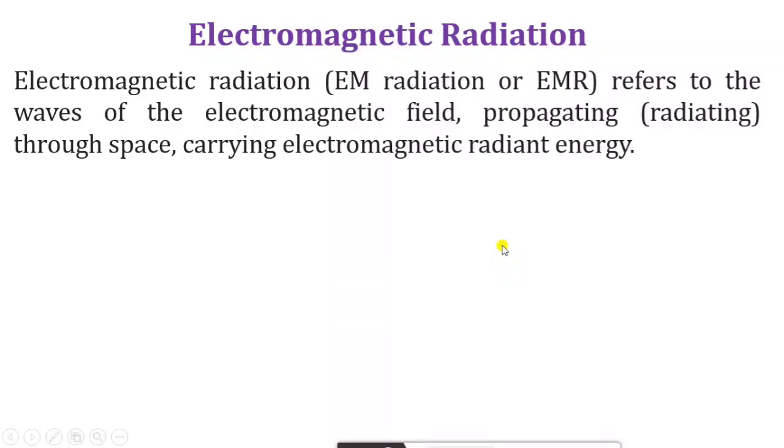Before we come to know what is spectroscopy, it is important to know about electromagnetic radiation. An electromagnetic radiation refers to the waves of the electromagnetic field propagating through space, carrying electromagnetic radiant energy.